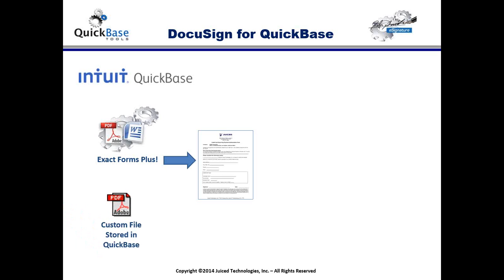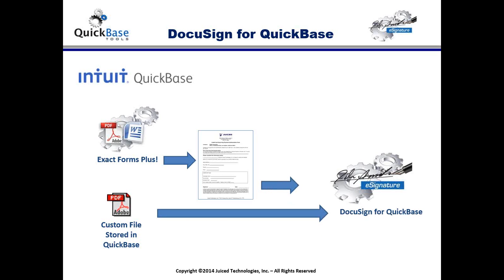You can have some external process that creates documents for yourself, and it doesn't have to be authorization forms. It could be any type of form, contracts, license agreements, etc. And you can just upload that file into a file attachment field in QuickBase. But either way, whether you're using Exact Forms Plus to generate your documents, or just uploading the documents themselves and storing them in QuickBase, you can use our integration add-on. So you can get the information from the file attachment field right over to DocuSign. And what our integration add-on is going to do is send it over to DocuSign.